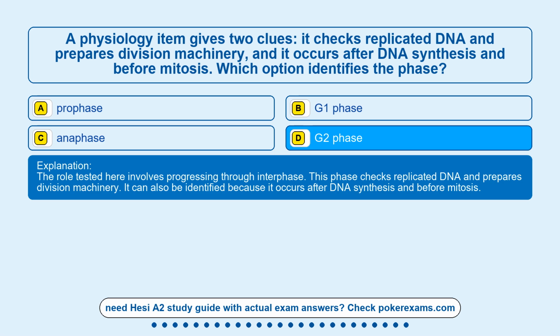The role tested here involves progressing through interphase. This phase checks replicated DNA and prepares division machinery.